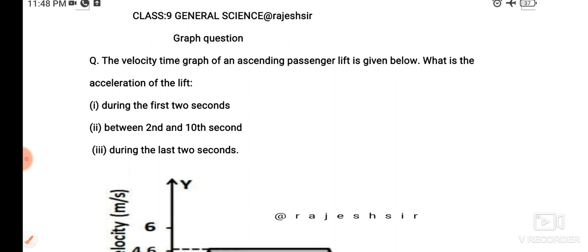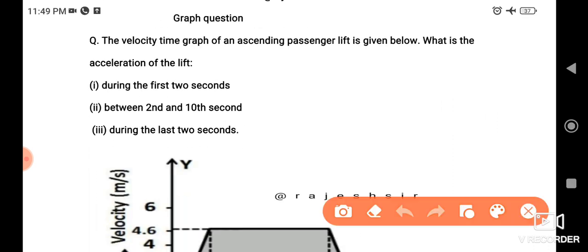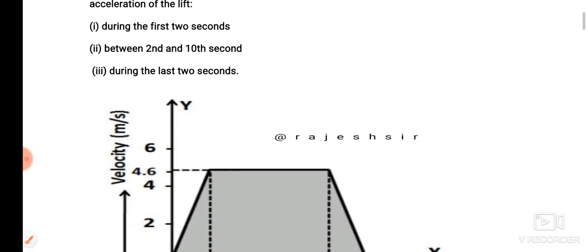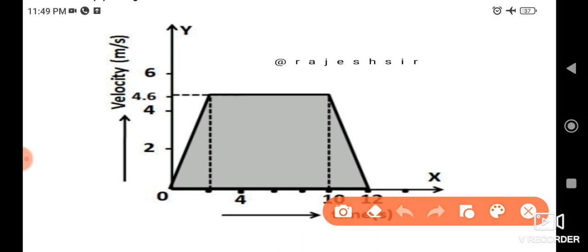You can see the question on your display. The velocity-time graph is given, and you have to study it and answer these three questions. Let me show you the graph first. This is the whole graph. This is the time axis, this is the velocity axis, and the scale is 1 centimeter to 2 units for both axes.